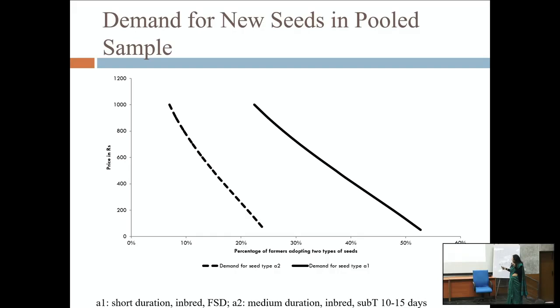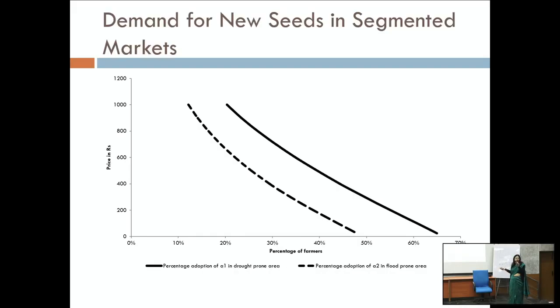Okay. So another example of this demand curve. What do you need to do? You specify certain attributes. And then you want to find out what percentage of population is willing to buy it at what price. And that's something which is informative. That's something you can inform to scientists, breeders, or policymakers. So again, I have these two seeds, and you can see the solid curve for the same seed attributes. This is the percentage of adoption of that A1 seed in the drought prone area.